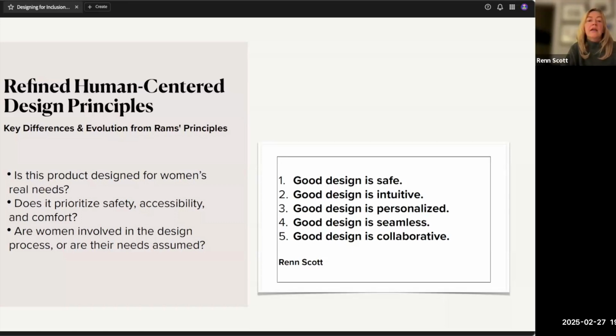So again, in the case of thinking about women from the lens that we are talking about this evening, are our products designed with women's real needs? Do they prioritize safety, accessibility, and comfort? And are women involved in the design process, or are we assuming the needs that they have?